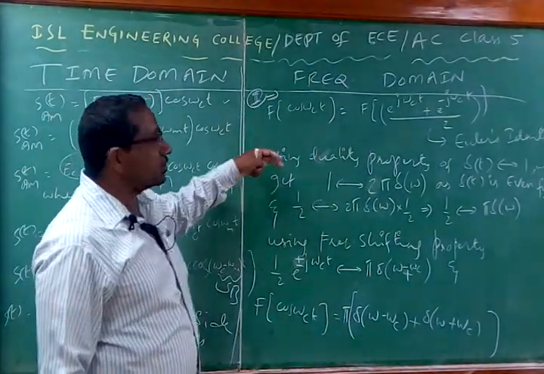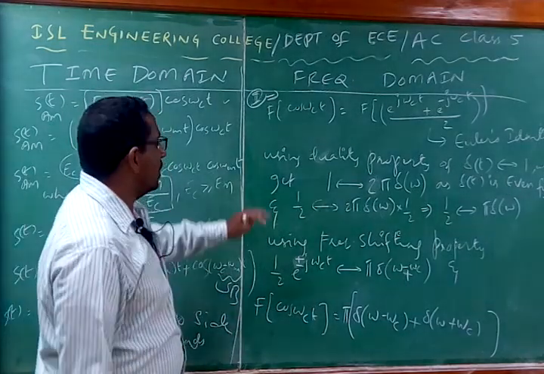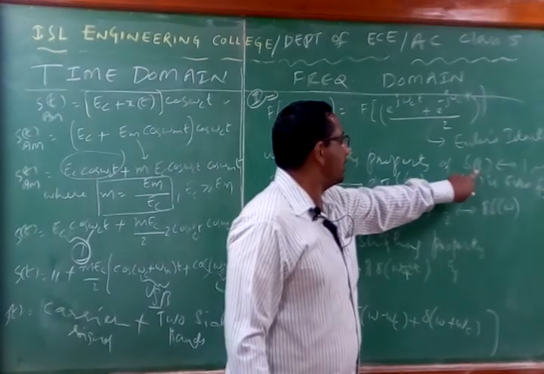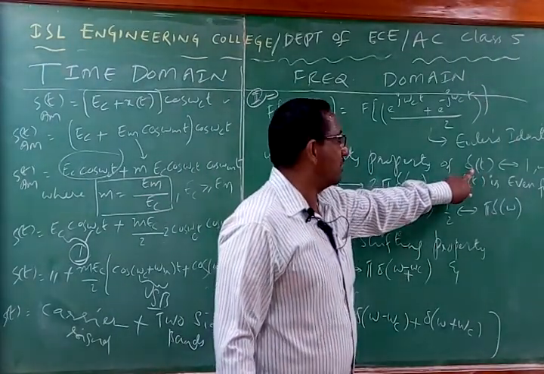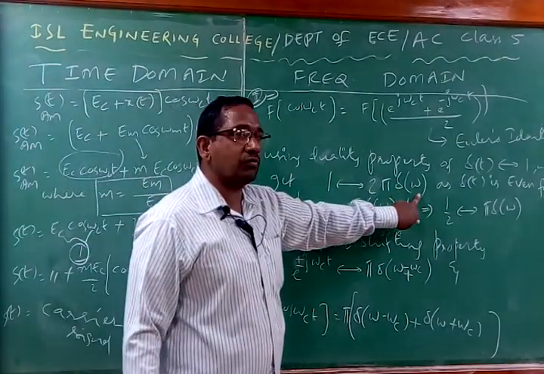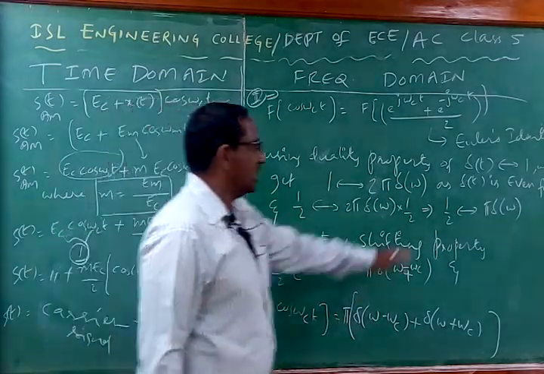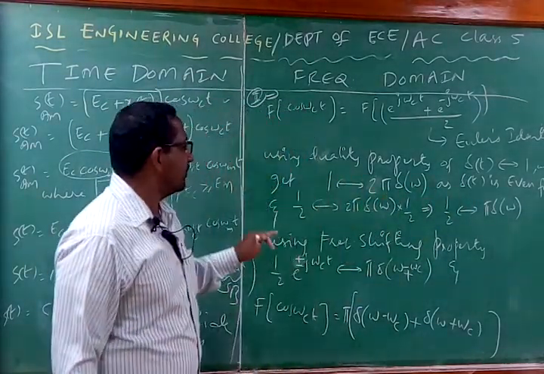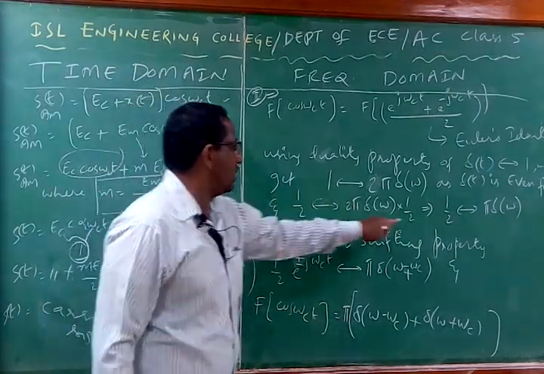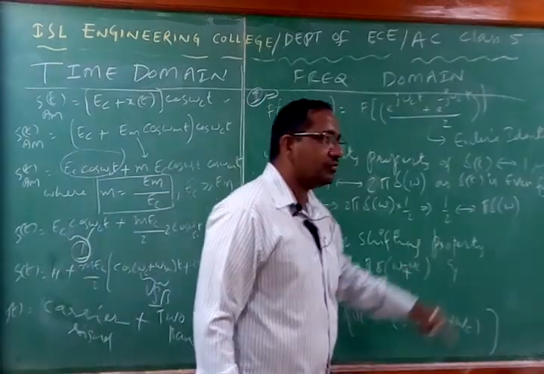Then we have to use the properties to get into the final frequency domain representation. What are the properties we have used earlier? Using the duality property of the impulse signal pair, 1 is going to have a pair with 2 pi delta of omega, as the impulse signal delta of omega is an even function. Based on this, just divide by 2. When you divide by 2, we get 1 by 2 paired with delta of omega.